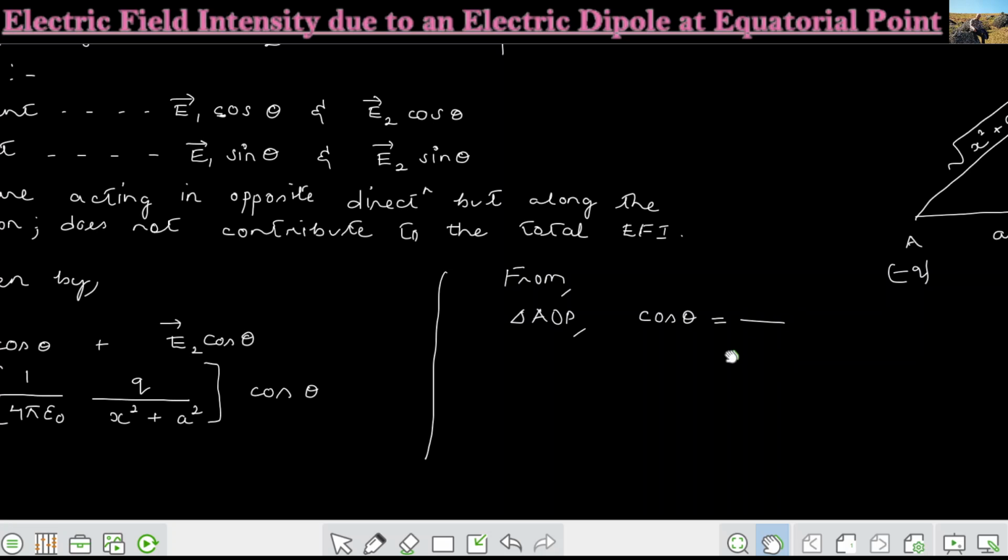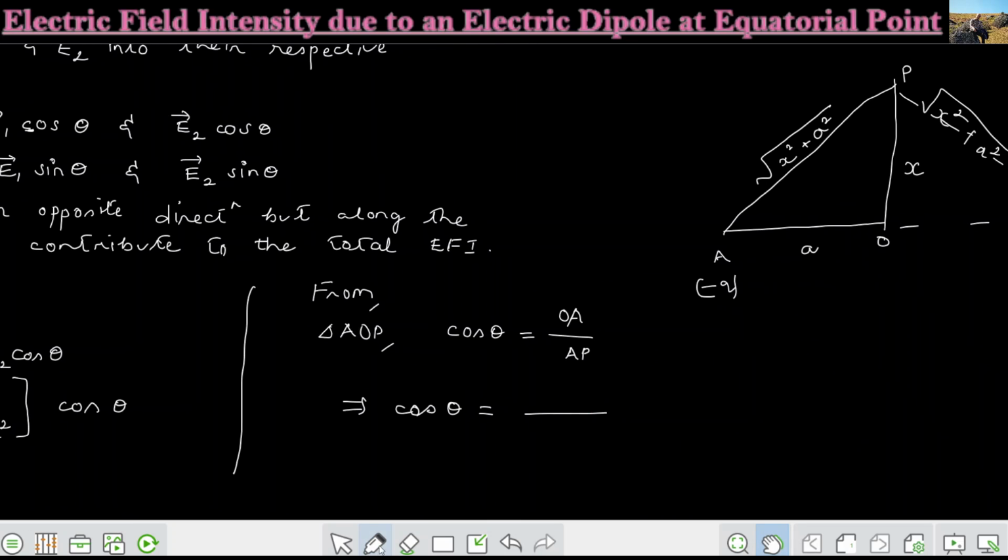So over here we will write EO upon AP. And what is this value? EO is nothing but that value of a. If I use this diagram, EO will be equal to a, and AP will be equal to root over x square plus a square. Since there's a radical factor, I will write it in terms of exponent, to the power 1 by 2.